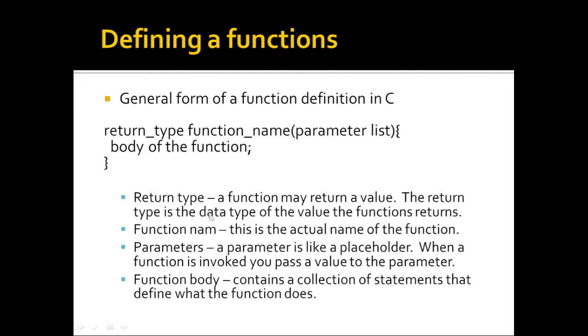Function name. After the return type will be the function name. This is the actual name of the function. Parameters. A parameter is like a placeholder, or these are like variables. When a function is invoked, you pass a value to the parameter. We can also consider these as inputs to the function. The function body contains a collection of statements that define what the function does.